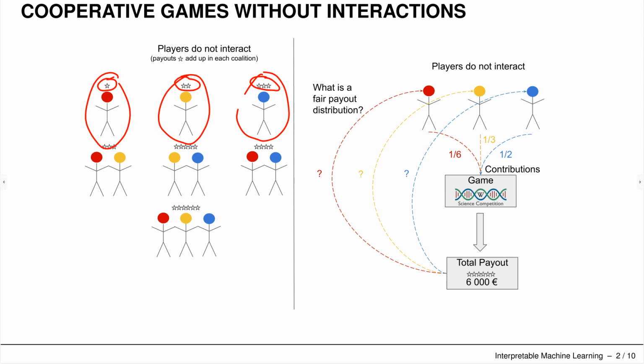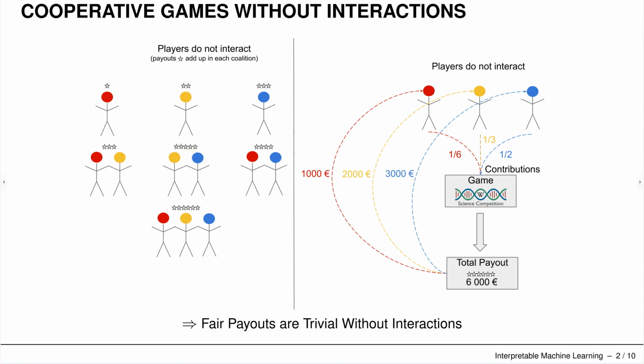And in this first setting, we'll study a game without interactions. That means that if you add the payout of the red and the yellow player, so that's 1 plus 2 is 3, it just adds up. The same holds here for the yellow: 2 plus 3 of the blue one is then a payout of 5. And if you do that for all coalitions and they all just add up, this is a game without interaction.